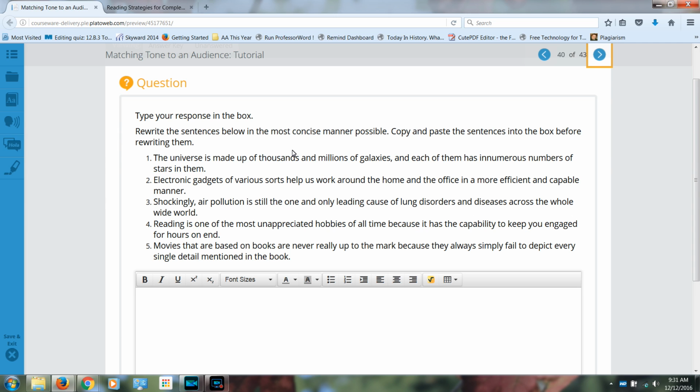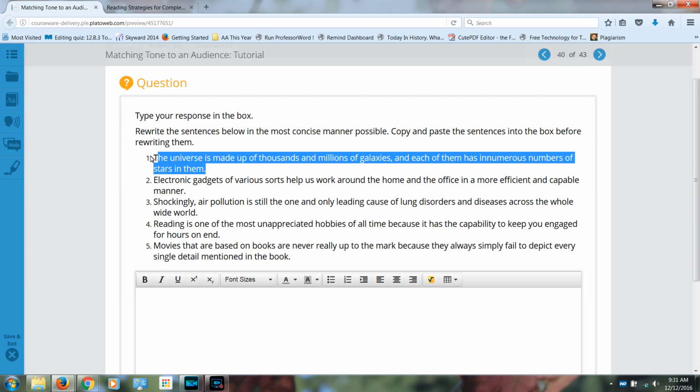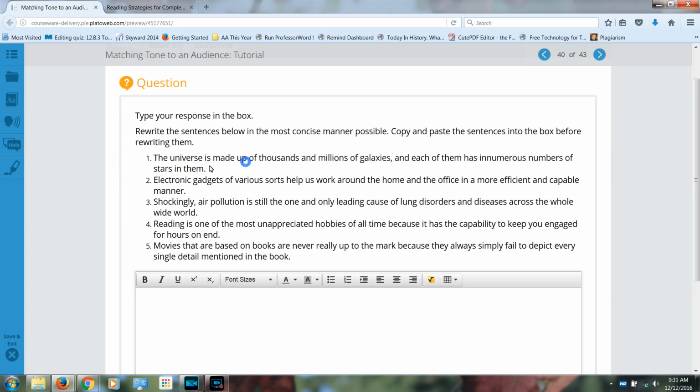Notice this first one here. The universe is made up of thousands, millions of galaxies, and each of them has numerous numbers of stars in them. More than likely, you're going to take this word "and" out and put in a period. Okay. And people will say, well, that's a way to rewrite the sentence. That's not what I want you to do, because if you did it this way, this is going to tell you about the quality of reading that you do.